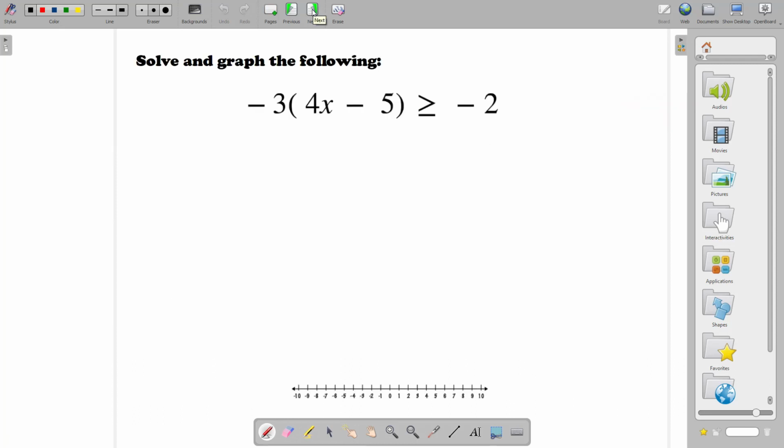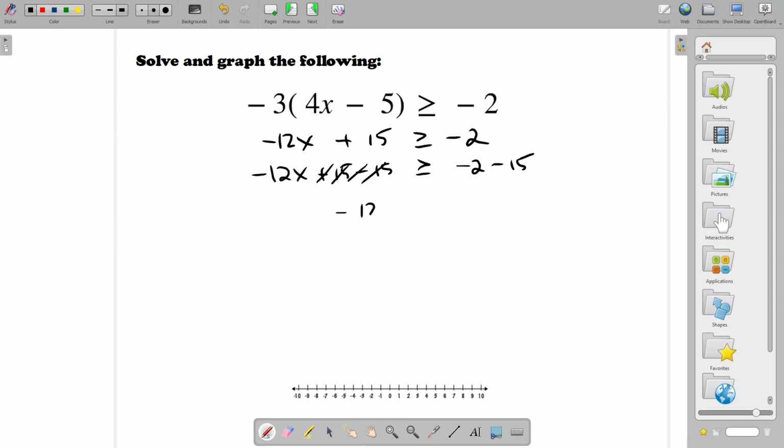All right, let's look at this one. Here I need to first of all distribute my -3. So -3 times 4 is -12x. -3 times -5 is +15, greater than or equal to -2. Then I need to subtract 15. Subtract 15. Here the 15s add out.